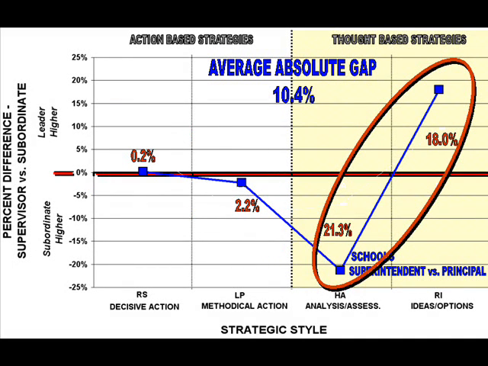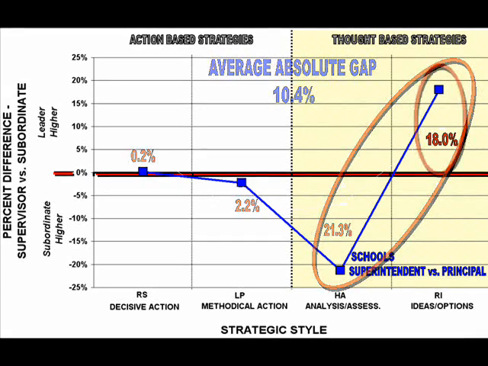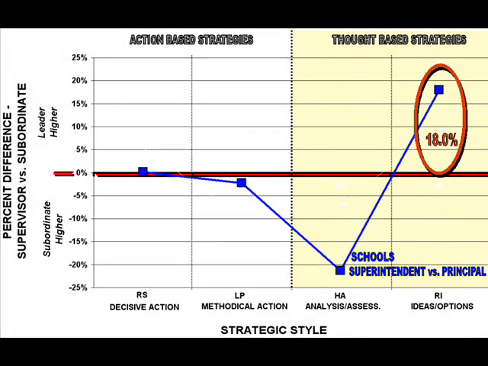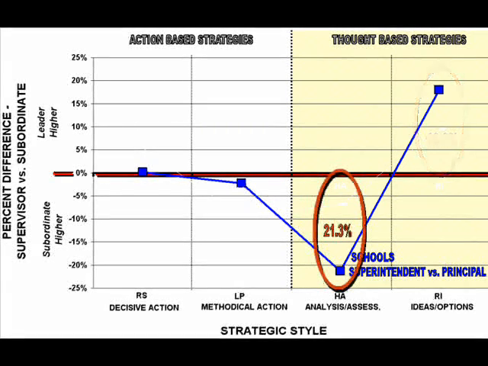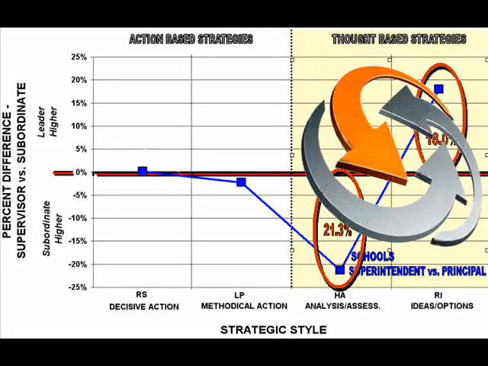But there is a bunch of difference in the part that decides just what action is to be done, the thought-based HA and RI strategies. The 18% gap in the idea-generating RI strategy is big. Superintendents are likely to be a fountain of ideas for the system. Principals are focused on assessing, evaluating, and planning. The 20% gap here means that each of the superintendent's ideas will probably be seen as requiring study.